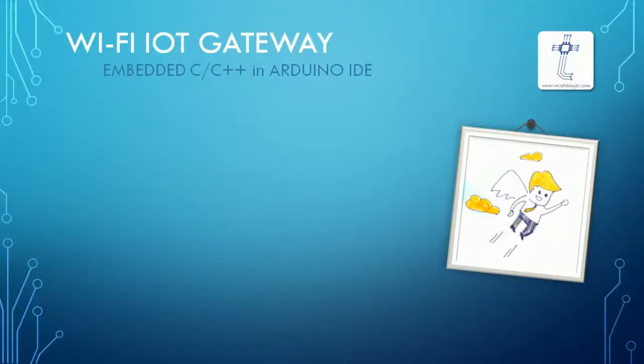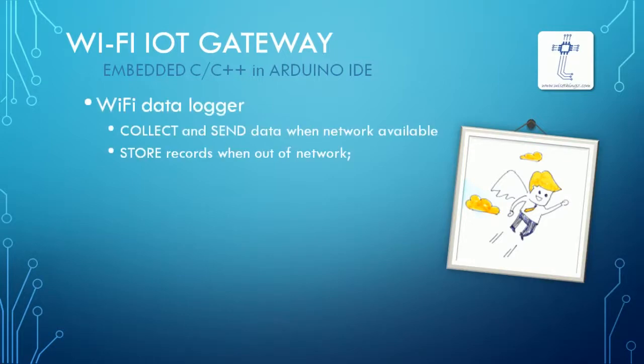Hello friends, welcome to our Wi-Fi IoT gateway programming using embedded C, C++ in Arduino IDE. This is the fourth episode. Just to recap, in the first episode we saw how our Wi-Fi IoT gateway should behave: collect and send data when there is network, and store when there is not.